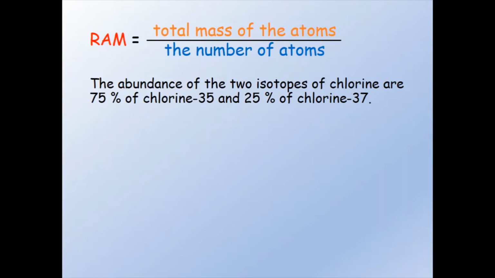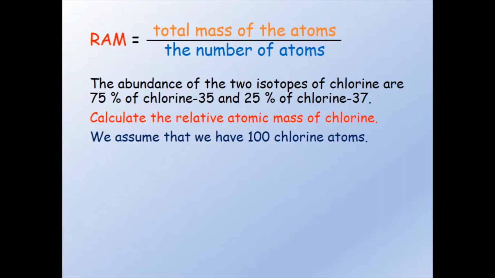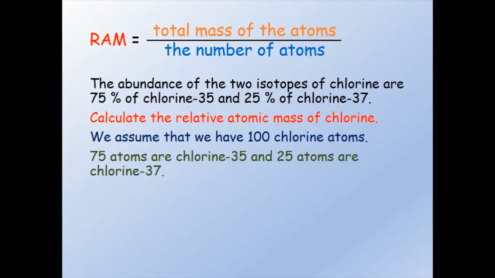The abundance of the two isotopes of chlorine are 75% of chlorine 35 and 25% of chlorine 37. Calculate the relative atomic mass of chlorine. To do the calculation, we have to assume a certain number of atoms, and the easiest is to assume that we have 100 atoms, so we assume that we have 100 chlorine atoms here. If we have 100 chlorine atoms, 75 atoms are chlorine 35 and 25 atoms are chlorine 37. Now we're going to use those numbers to plug them into our equation.